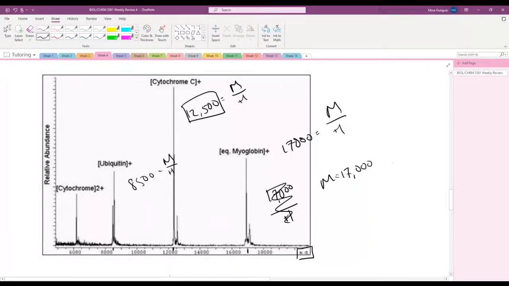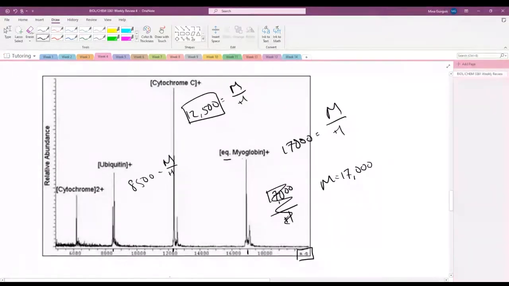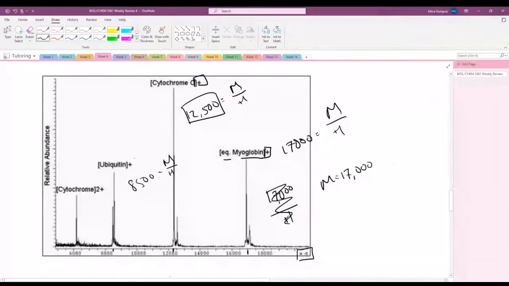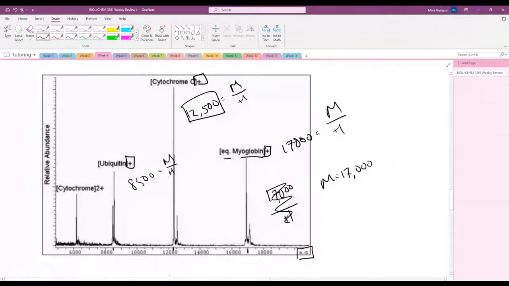Just realized I don't think I ever explained where the charge comes from. If we look at this, brackets, and then plus. When you have, for example, sodium, we only put Na plus because the number is irrelevant. That tells us it's plus 1. So this ends up being 8,500 for ubiquitin.